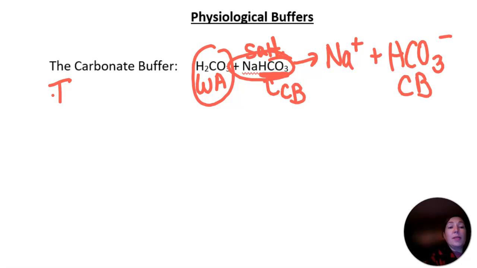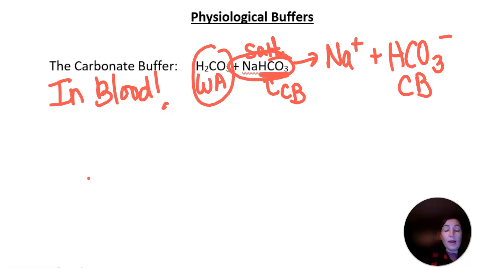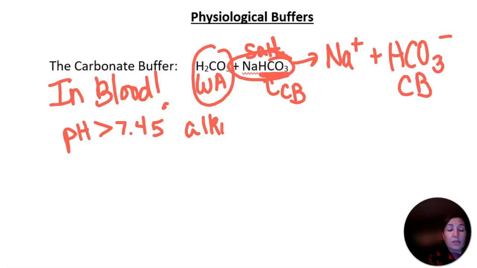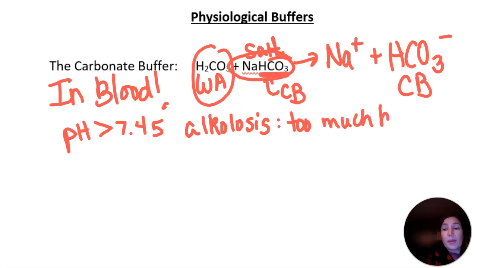And now the carbonate buffer is really important in our blood. We can suffer from something called acidosis if there's too much acid, or alkalosis if there's too much base. So for example, if blood pH is greater than 7.45, that's called alkalosis. And alkalosis is really about having too much base. And this can be very dangerous.